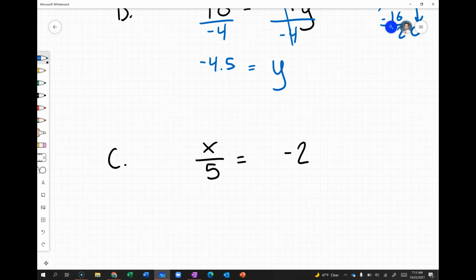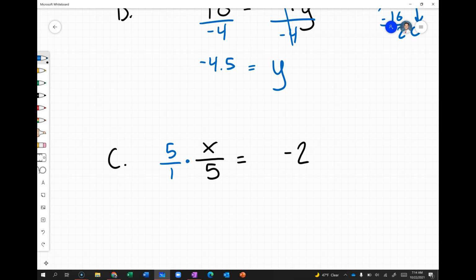Looking at this next example, we have x divided by 5 equals negative 2. So again, we want to undo that division. We want the inverse operation. So that's going to be multiplying by 5. Another way you can see this if you need to, x divided by 5 is a fraction. You could see this as essentially multiplying by 5 over 1.